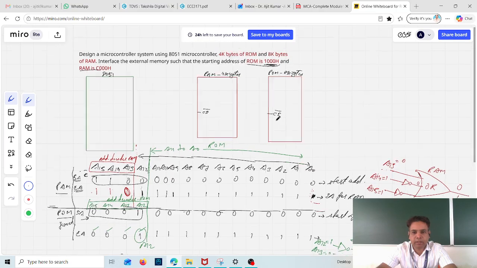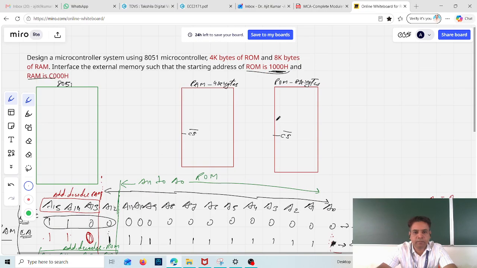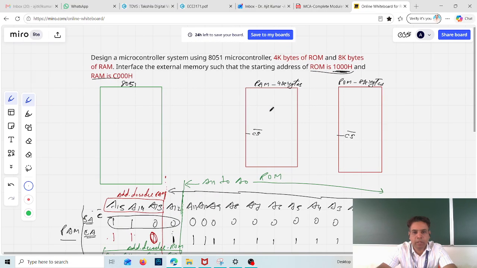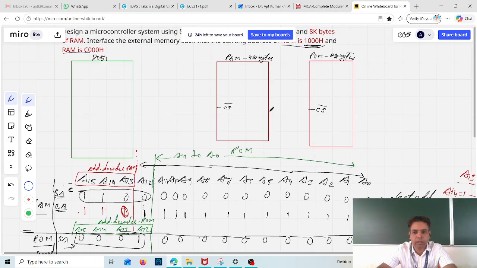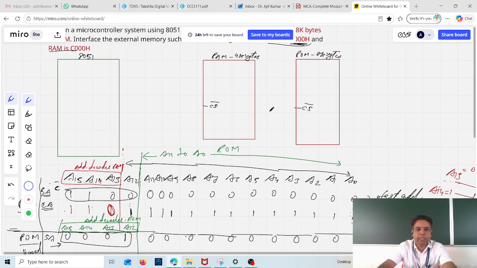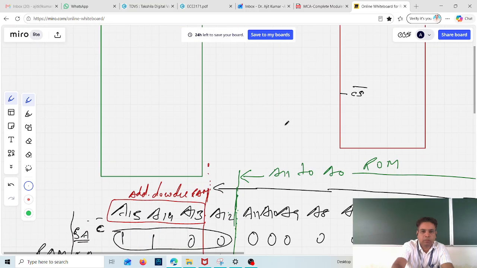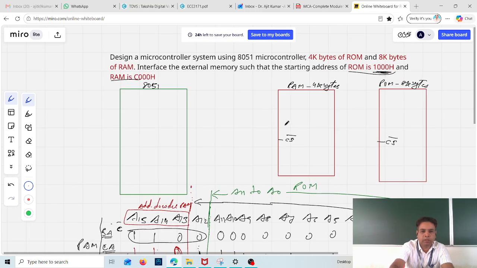So let us connect this address decoder circuit here. Okay, and all our work is almost over now. Okay, so what I'll do is I'll connect here. What I'm going to do is now I'm going to make it large, okay, and redraw it.